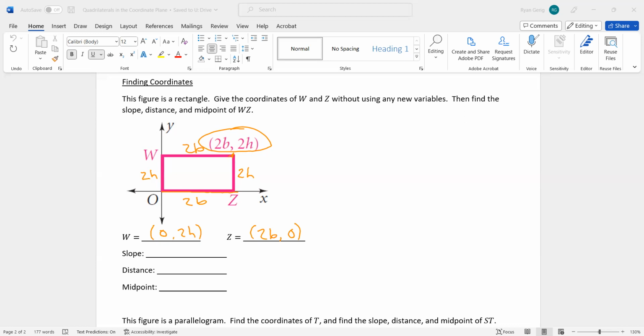Just like at the apply it on the front, we're now going to do those 3 things. We're going to find the slope, distance, and midpoint. So the first thing is slope. Y2, which is 0, minus Y1, which is 2H, over X2, 2B, minus X1, 0. 0 minus 2H is -2H. 2B minus 0 is 2B. My 2's can reduce, so I'm left with -H over B is my slope.